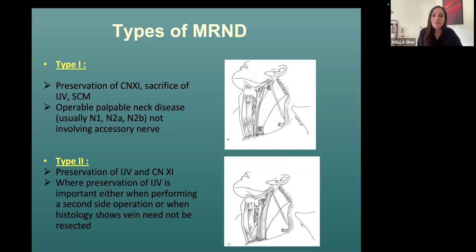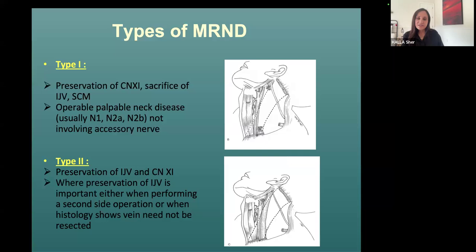It's not really important to remember these different types, because when you do these operations, the important thing is that you just dictate what you preserved and what you had to sacrifice in your operative report. But a type 1 preserves the spinal accessory nerve, but sacrifices the internal jugular vein and the sternocleidomastoid muscle. And this is done typically for operatively palpable nodal disease. Honestly, it's rare to do a modified radical neck dissection for N1 disease, but N2A and 2B disease that does not involve the spinal accessory nerve.